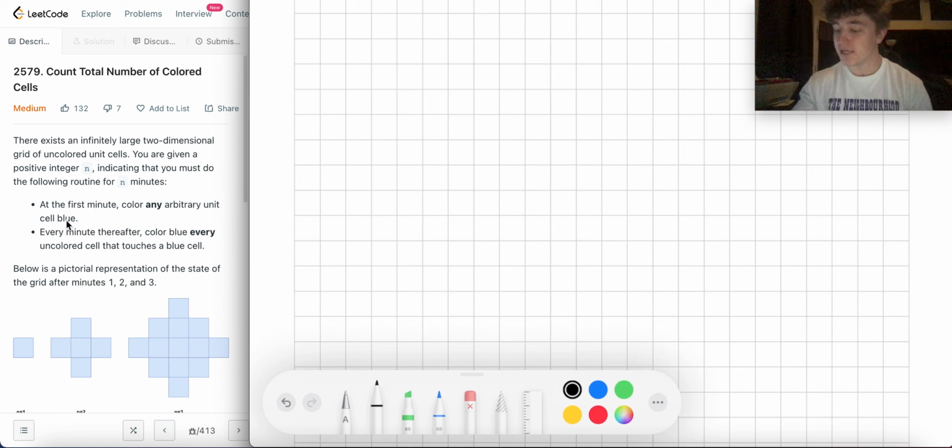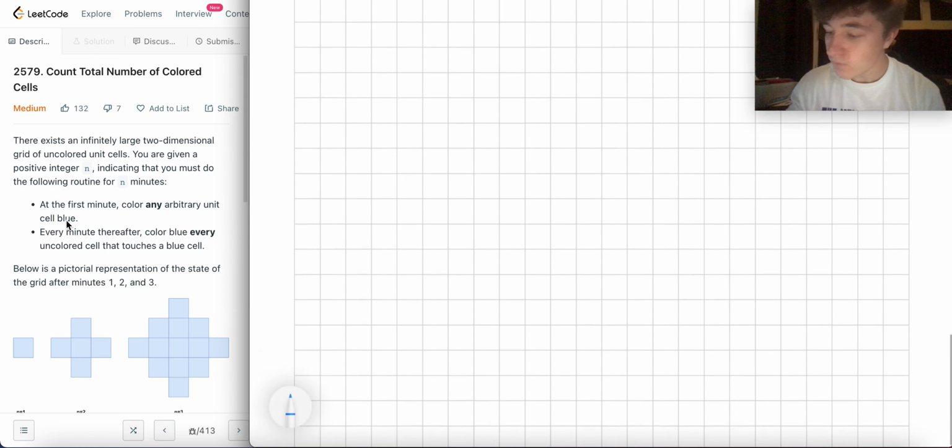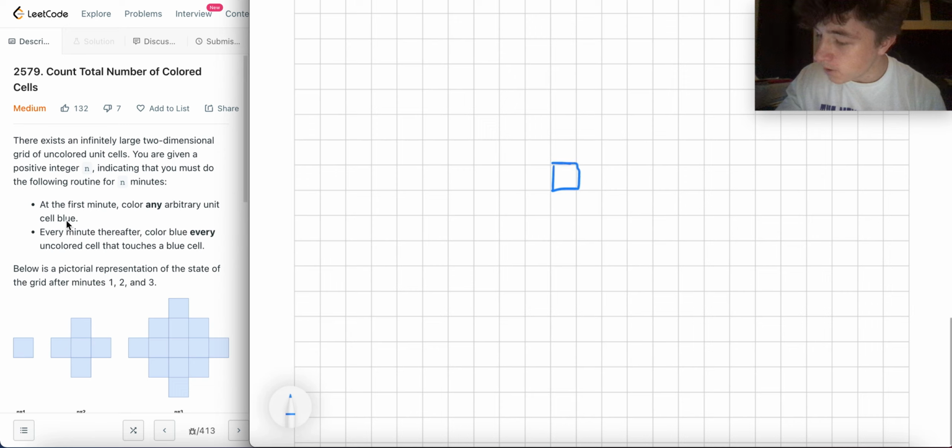All right, so you just pick some cell in this infinite grid, and you color it blue. And then every minute thereafter, you color blue every uncolored cell that touches a blue cell. Below is the pictorial representation of the state of the grid after minutes 1, 2, and 3.